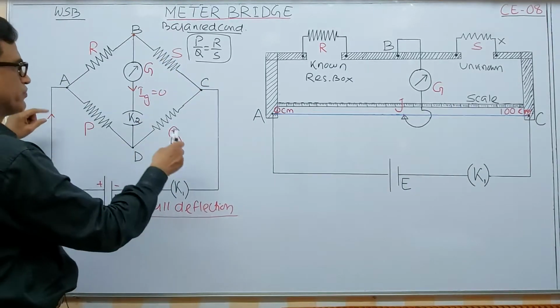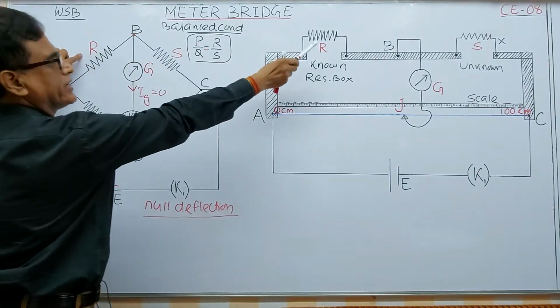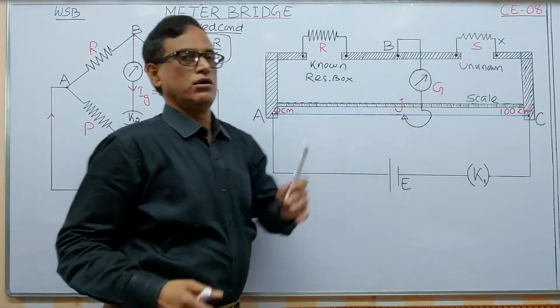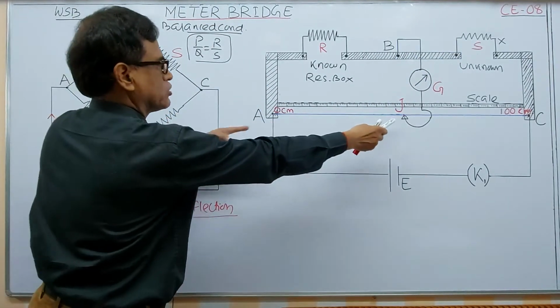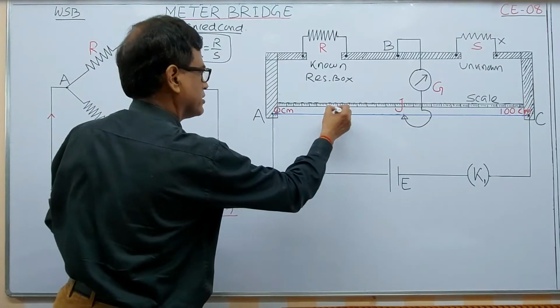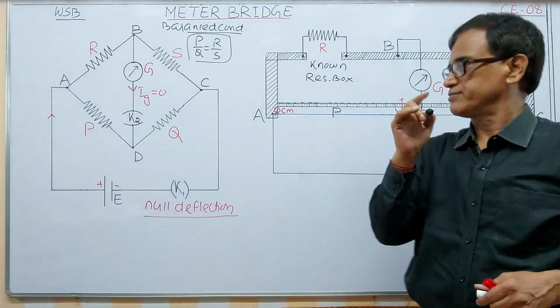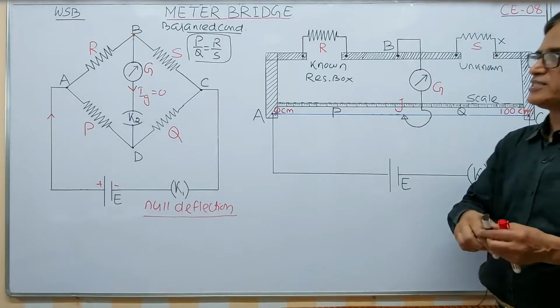Now here you see, this is the bridge, 4 resistances. This is one resistance I am taking here, and this is S resistance I am taking here, and P and Q resistances will be taken out of this wire. In my case, I will consider this as P and I will consider this as Q. Remaining side will be Q. I will show you.